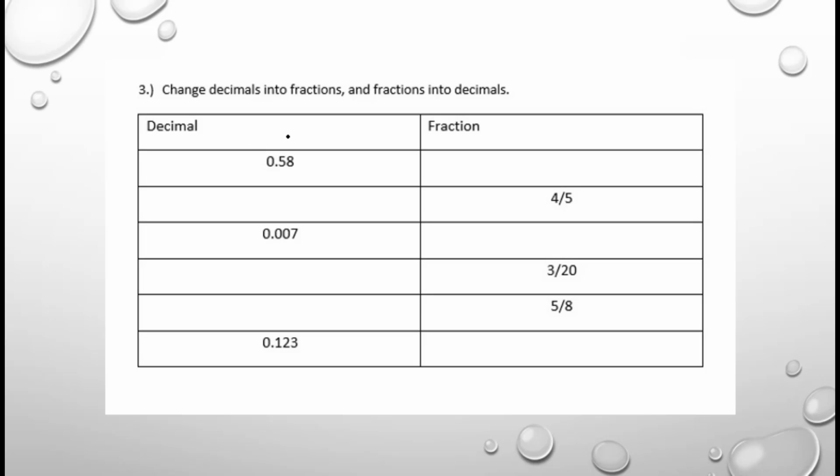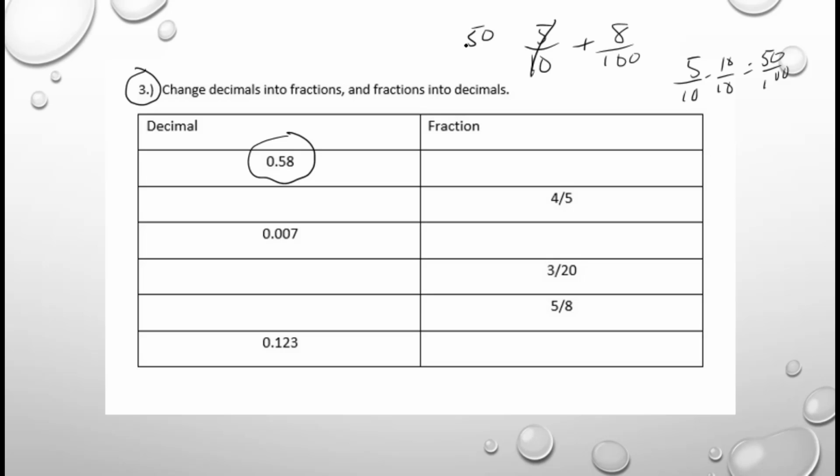So I'm going to do a couple of these. 0.58, you're going to write, give it a decimal, write it as a fraction, give it a fraction, write it as a decimal. This is problem 3. So the long way, of course, is say this is 5/10 plus 8/100. So I'm going to change tenths into hundredths, which is 50 over 100. Which is 58/100.